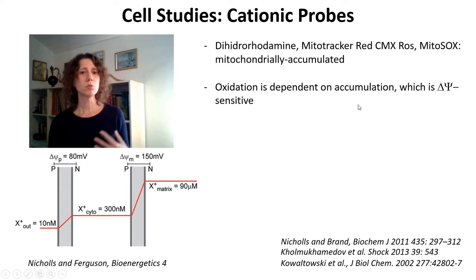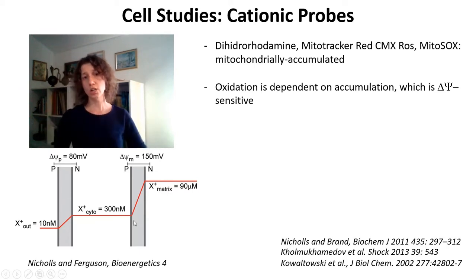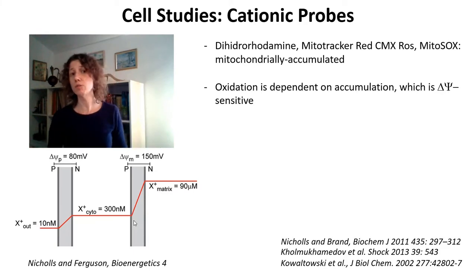Importantly, their accumulation is not only dependent on the inner mitochondrial membrane potential, but exactly as we saw for membrane potential probes in intact cells before, their accumulation is also dependent on the plasma membrane potential. So you have two membrane potentials that, if changed, will change accumulation of the probe and change oxidation and fluorescence of the probe, possibly independently of changes in mitochondrial oxidant production. So keep that in mind.